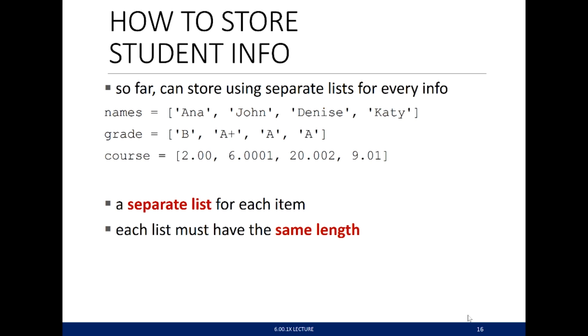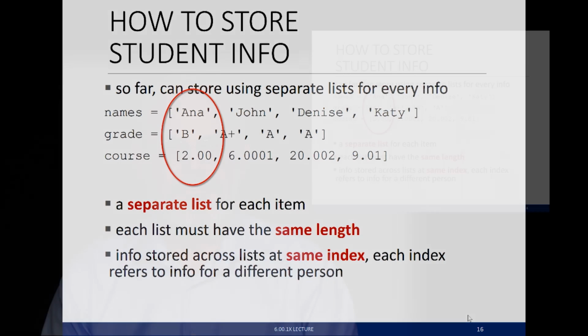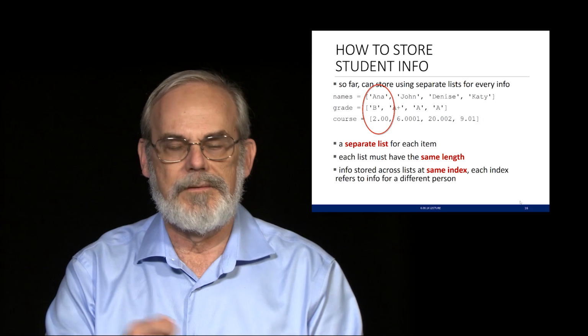One of the things I'd need is I want each list to be of the same length, of course, because I need to be able to associate all of those pieces together. But the problem I've got is that the association isn't captured in a common place. Here, the information is stored across lists at the same index. So if I want to get information about Anna, I have to go into index 0 and get out the name, the grade, and the course in which she got that grade. If I want to get the similar thing for Katie, I have to go to the third element of each of those lists. So each index refers to information for a different person. And I don't have an easy way to capture that kind of information.